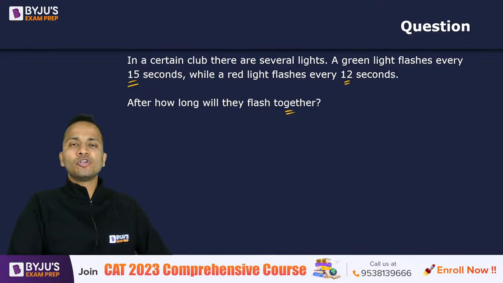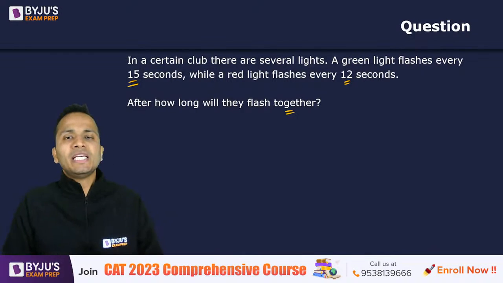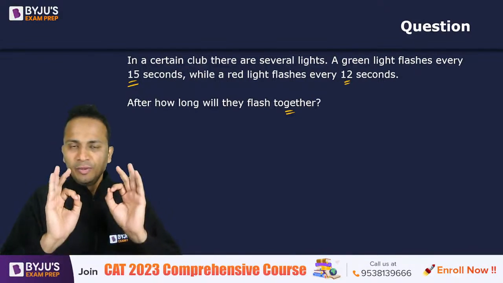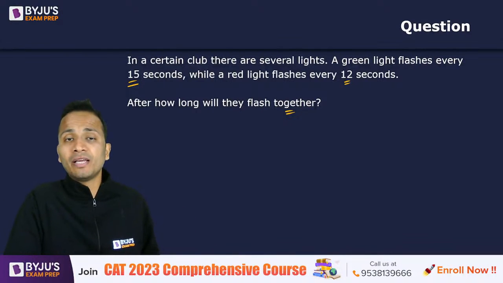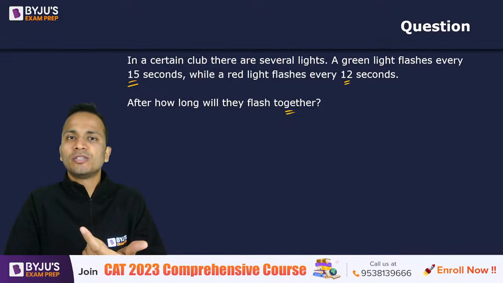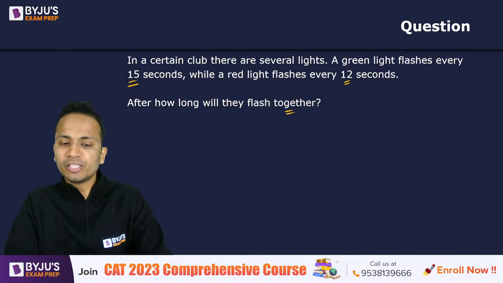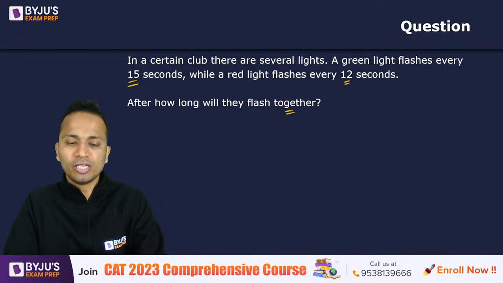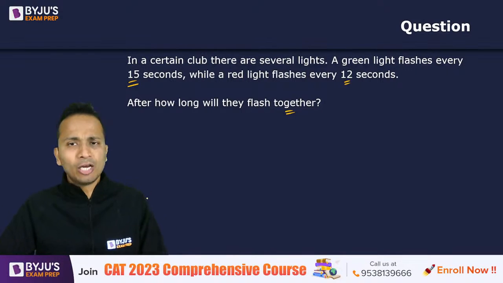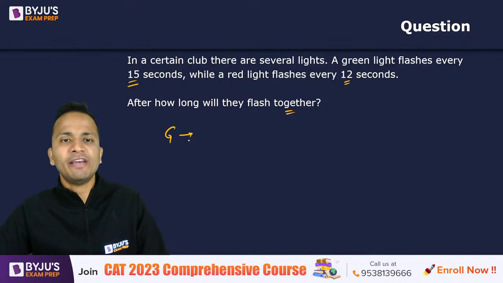Now the problem with these questions, or the problem with the concepts of LCM and HCF, is that we do not understand when to apply HCF and when to apply LCM. Okay, so the first challenge that comes in front of us is whether to calculate HCF or LCM, because in the question they will not tell you which thing you need to find. So you need to observe this question and then find out yourself what needs to be calculated in these questions. Okay. Now going logically, green light flashes every 15 seconds. So green light every 15 seconds.